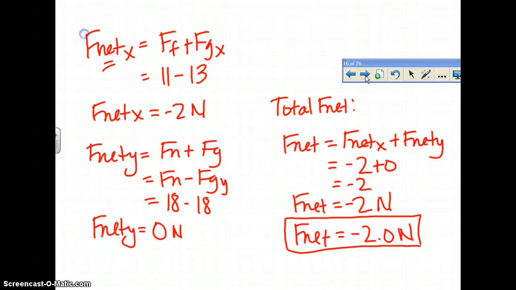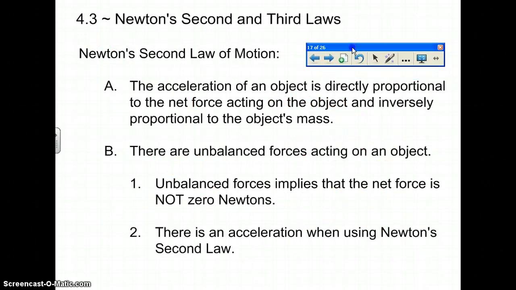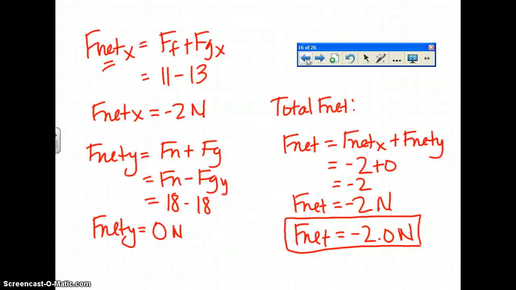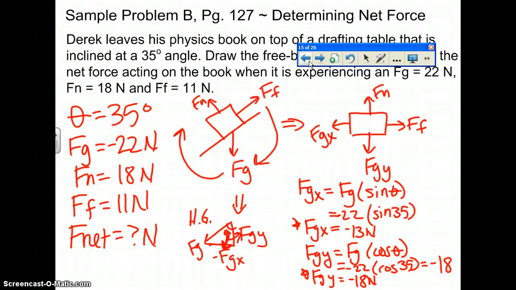Okay, so this is going to start off Newton's second and third law, which we're not going there. So now you want to just do practice B problems that are just like this in your textbook. Great job, guys.